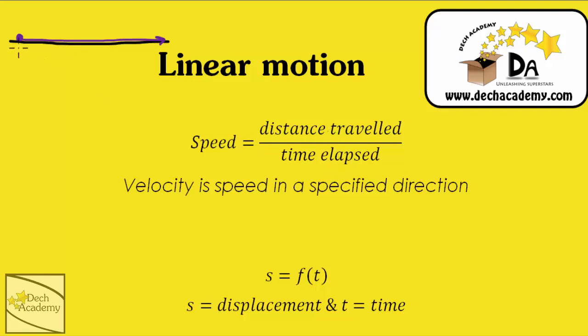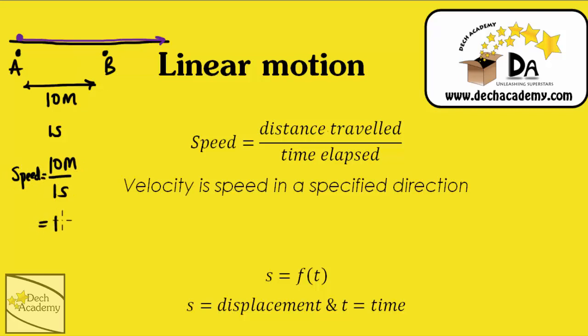If an object moves from this point A to point B and it covers a distance of, let's say, 10 meters in, for example, 1 second, the average speed of that object in moving from point A to point B is the distance traveled divided by the time taken. So it's 10 meters divided by 1 second, which is 10 meters per second.